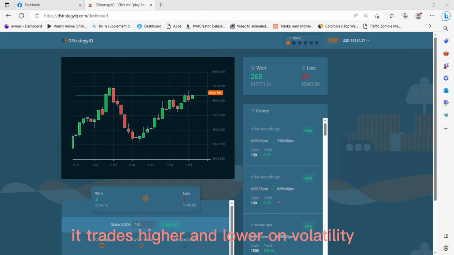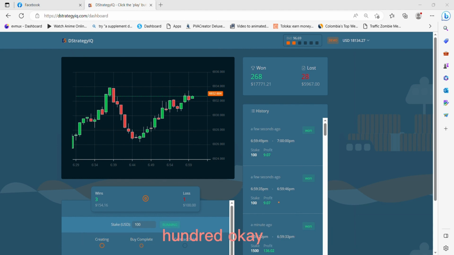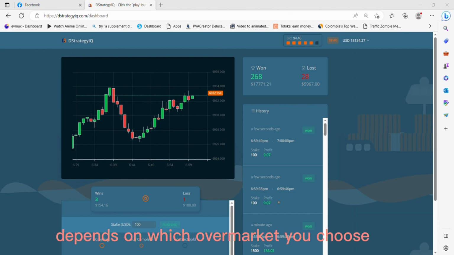It trades higher and lower on Volatility 100. Sometimes it trades on Volatility 10, depending on whichever market you choose.